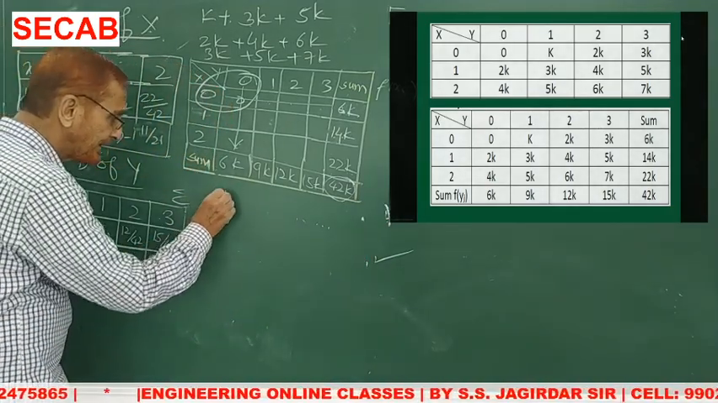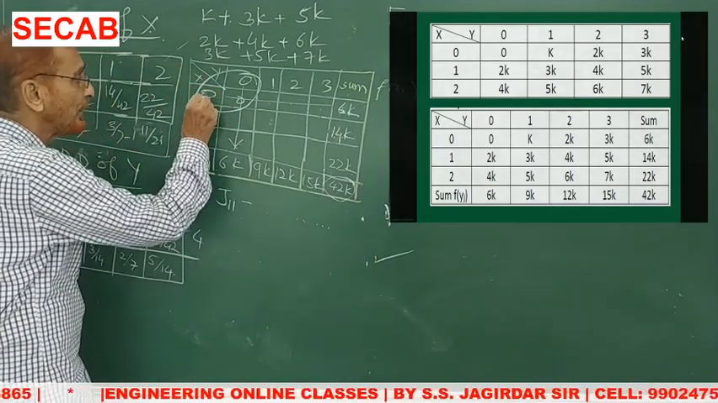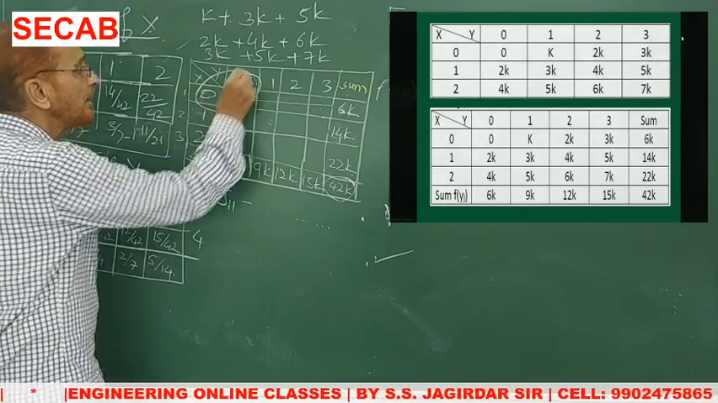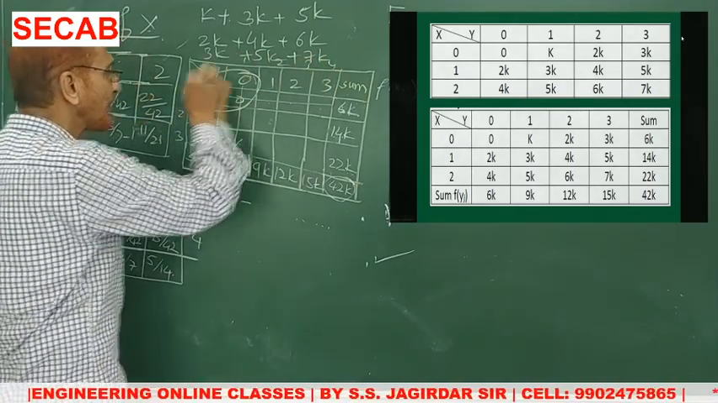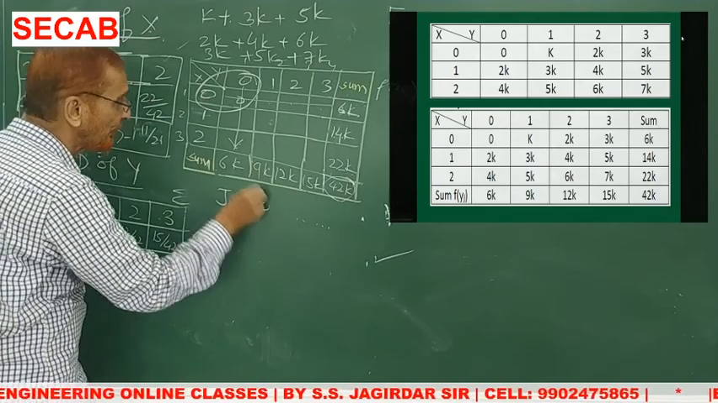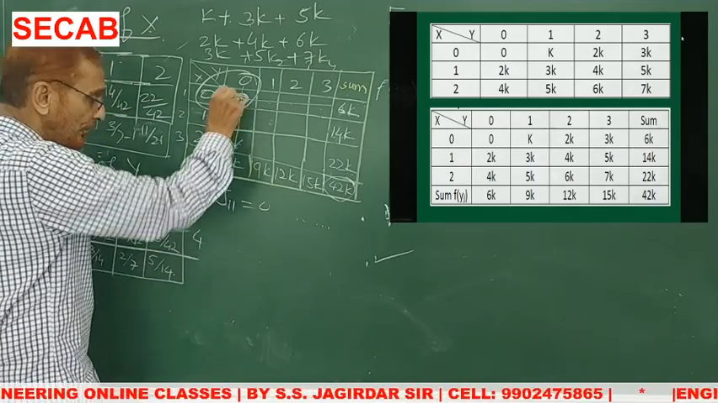In this case, J1, I am taking 1. J1, it is 1, 2, 3. It is 1, 2, 3, and 4. I am taking 1, J11 is equal to 0.